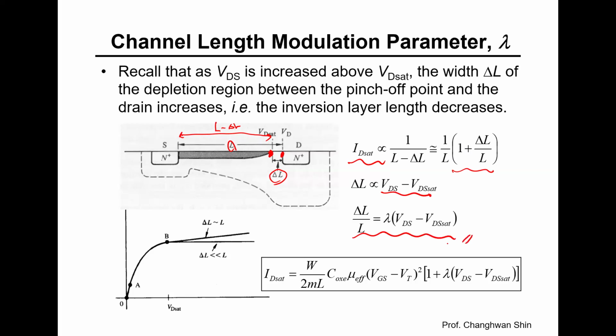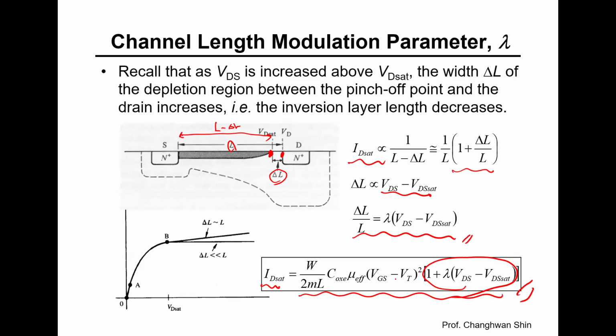So we can express this relationship using the channel length modulation parameter lambda, where delta L over L is proportional to lambda times VDS minus VDSAT. Incorporating this effect, the saturation current equation becomes the equation that's shown here. This equation explains why real MOSFETs don't show a perfectly flat saturation region. Okay?